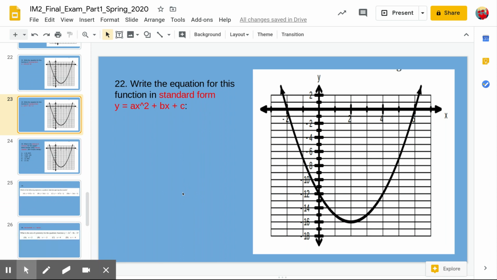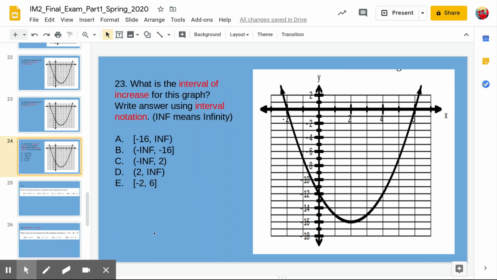Question 22, write the equation for this function in standard form. Again, standard form is y equals ax squared plus bx plus c. And I'll give you a little hint on this one as well. There's more than one way of doing this, but an easier way would be to use one of the equations you just wrote in either vertex form or factored form and expand those and put them into standard form.